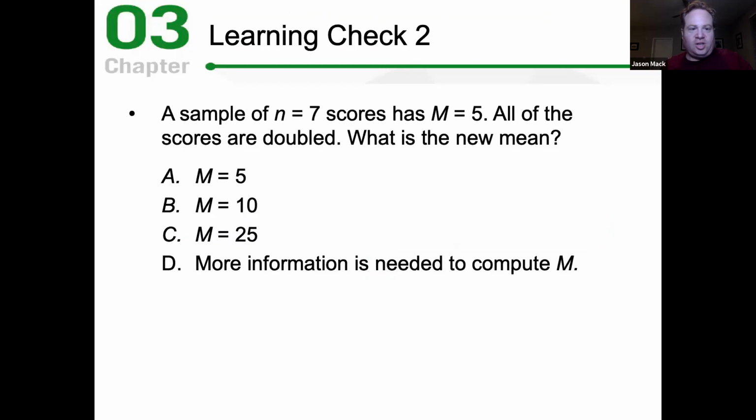So learning check 2: a sample of N equals 7 scores has a mean of M equals 5. All of the scores are doubled. What is the new mean? So what do you think? And our mean is 10.